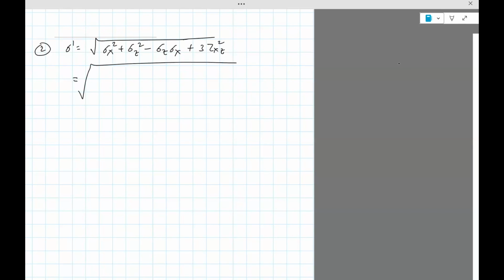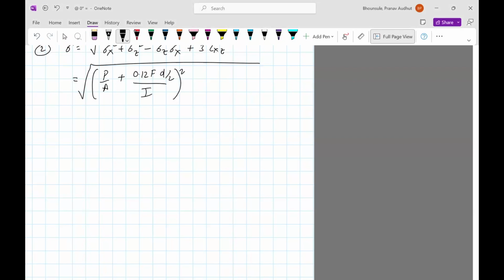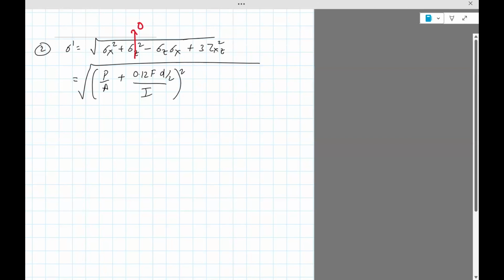So sigma x is P divided by A plus, I think I put 0.12 F times T divided by 2 divided by the second moment of inertia, so this whole thing squared. Sigma z is 0, so this will also be 0 because sigma z is 0. And then 3 tau xz squared would be the torque times T divided by 2 divided by J, squared.